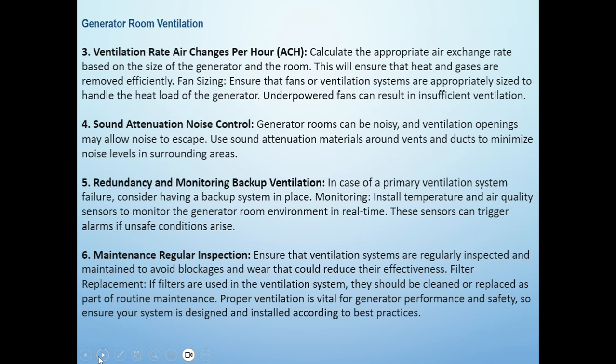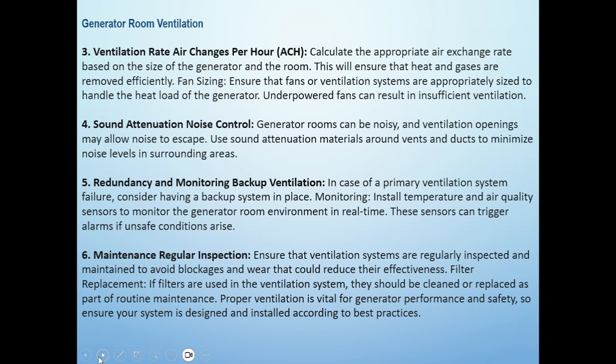Number 4. Sound attenuation, noise control. Generator rooms can be noisy and ventilation openings may allow noise to escape. Use sound attenuation materials around vents and ducts to minimize noise levels in surrounding areas. Number 5. Redundancy and monitoring, backup ventilation. In case of primary ventilation system failure, consider having a backup system in place. Monitoring: install temperature and air quality sensors to monitor the generator room environment in real time. These sensors can trigger alarms if unsafe conditions arise.